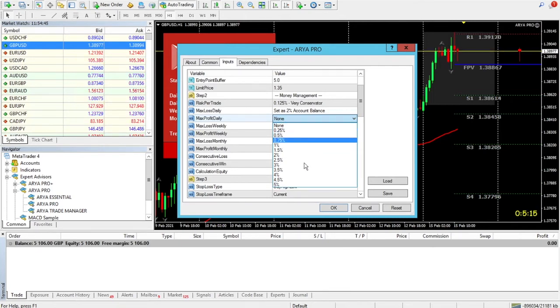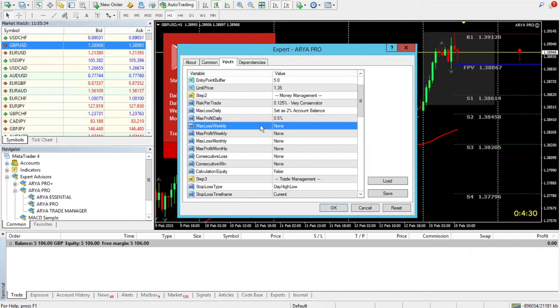This parameter is used to prevent overtrading. ARYA will take into account all of that day's closed positions to determine if it can continue trading or not. If a max profit of 0.5% is set, ARYA will stop trading and secure the capital when you've gained 0.5% of your account balance in one day.